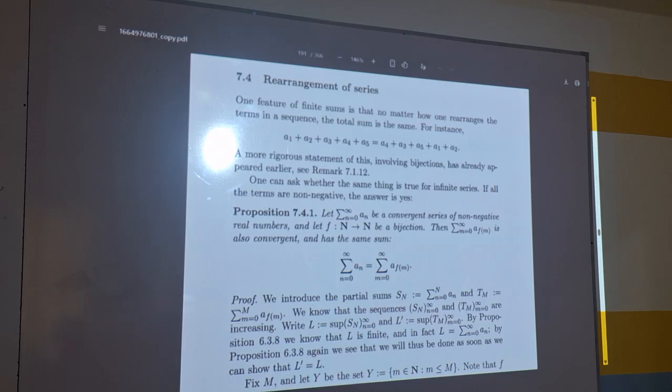The interesting thing is, if all the terms are non-negative, then by taking any bijection, the sum will not change. The sum is an invariant. Because we know that if the terms are not all positive, we have at least one example such that the sum of the rearrangement is not the sum of the original series. So this is a very important one, and you need to keep that in mind.